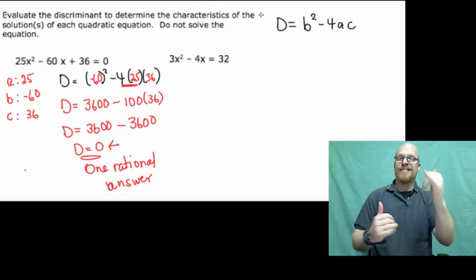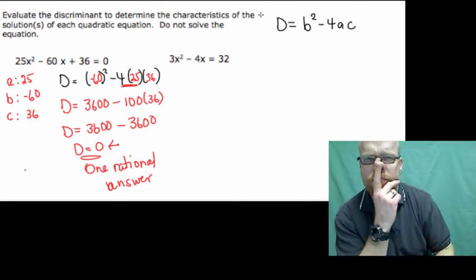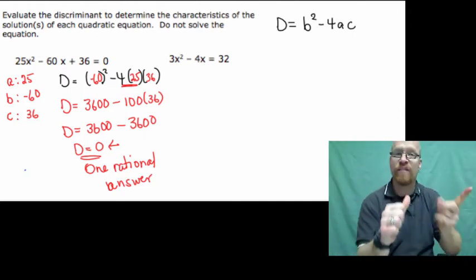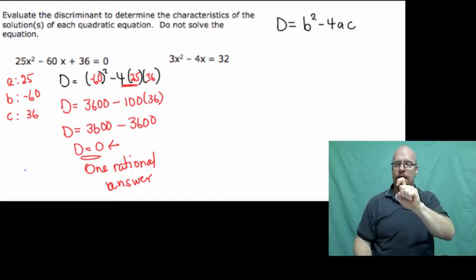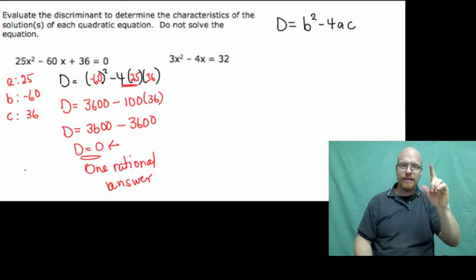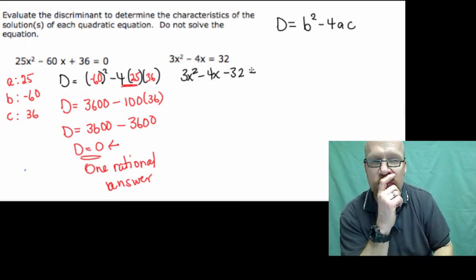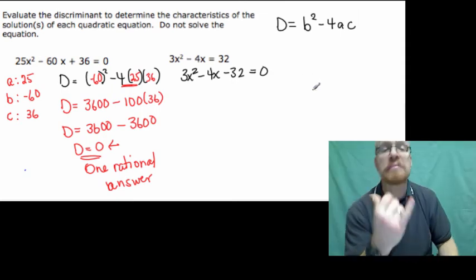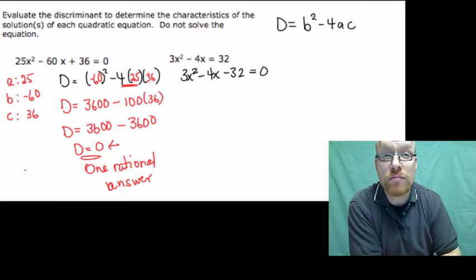Okay, move on to the second example now. 3x squared minus 4x equals 32. Well, we first must set it in standard form, where you have ax squared plus bx plus c equals 0. Now I'm ready to identify my a, b, and c values.